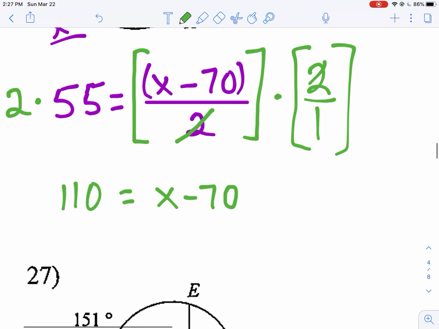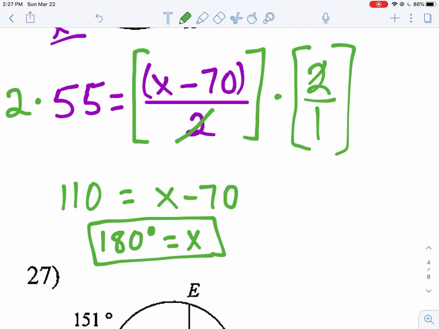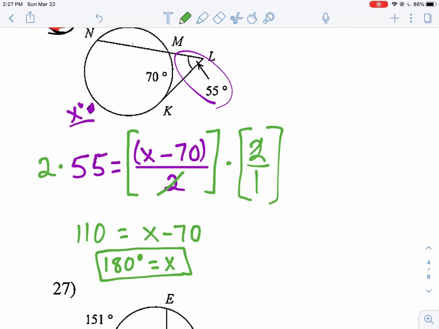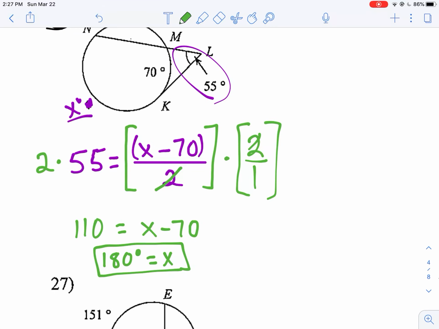That's a very easy equation to solve. You're going to add 70 to both sides. That gives me 180. Okay, that's a little degrees. X equals 180 degrees. Look back at the problem. Make sure that makes sense. Could that big arc be 180 degrees? Sure, it could. Okay, so x is 180.